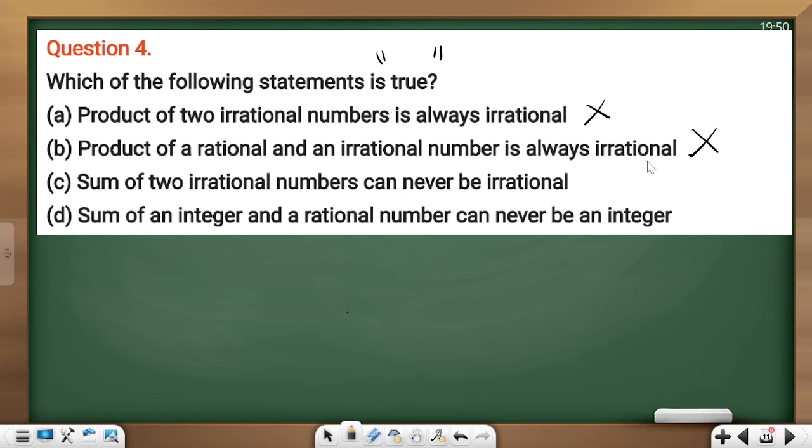Sum of two irrational numbers can never be irrational. That is wrong actually, sir. Root 2 plus root 3 is irrational only, no? So how can he say that sum of two irrational numbers can never be irrational? So this is also wrong. Sum of an integer and a rational number can never be an integer. So something is going wrong here.